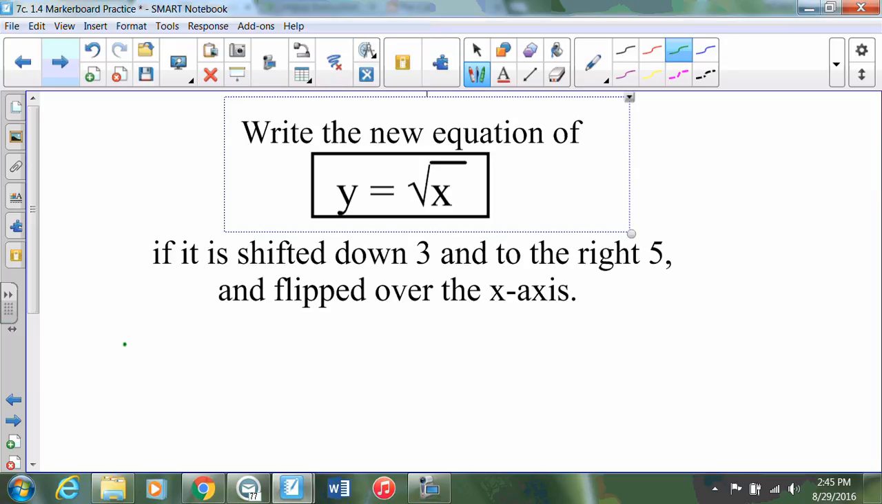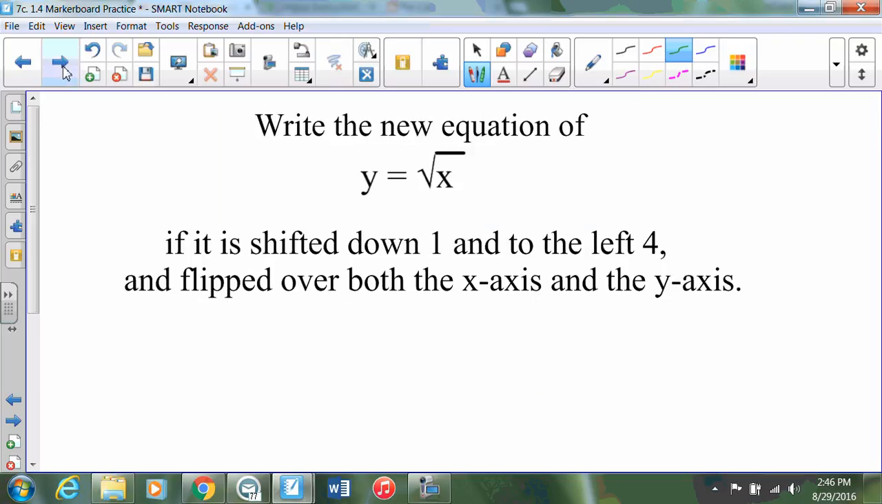Okay, so here's a square root equation, and it shifted down 3 and to the right 5 and flipped over the x-axis. So here we go. The first thing we're going to do is, if it's flipped over the x-axis, that negative is the one that comes right after the equal sign. Then if it's shifted to the right, then it's going to be x minus 5. I don't really need the parentheses underneath there. And down 3, minus 3. So you could write that without the parentheses in there. No problem.